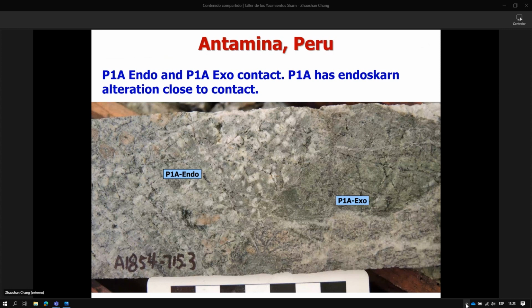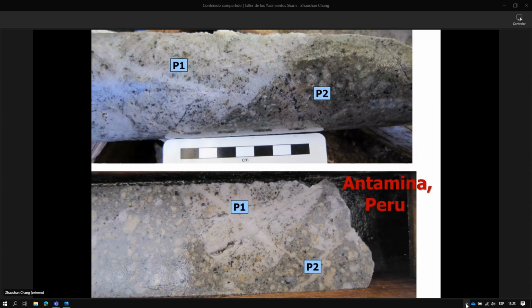So in this one you can see it's in the boundary. Some of the veins are truncated at the boundary, so that's P1 in the skarn, and actually this one doesn't have a boundary. You don't see any boundary. That's P1 inner skarn, that's P1 exo skarn. The inner skarn has the residual texture of the unit. That's one relationship.